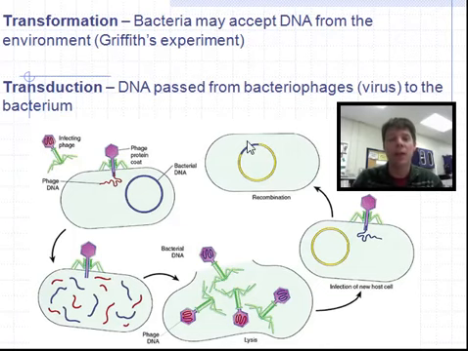Now, transduction is the third way in which genes can move from one type of bacterial cell to other bacterial cells. Bacteria can actually get infected by viruses just like our cells can. And in the process of transduction, it's actually possible for a phage, a bacteriophage, this is a virus which infects bacteria, to inject DNA into a bacterial cell. So it's actually possible to move new genes into bacteria by this process of transduction.